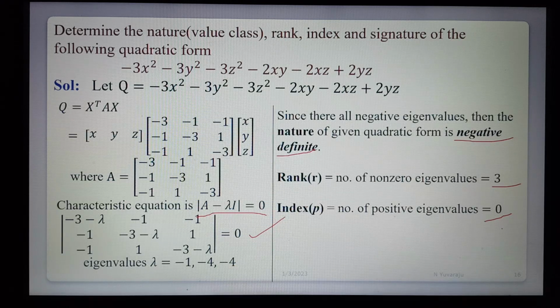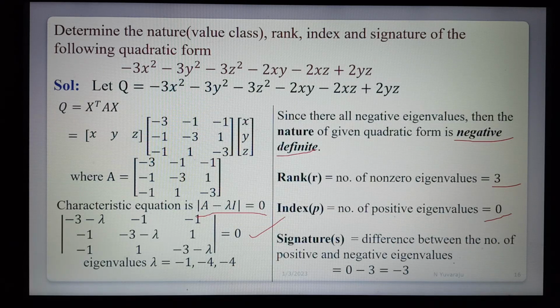Next is signature. Signature is the difference between the positive and negative eigenvalues. Positive eigenvalues 0 minus negative eigenvalues 3, and 0 minus 3 is equal to minus 3. So this is the signature.